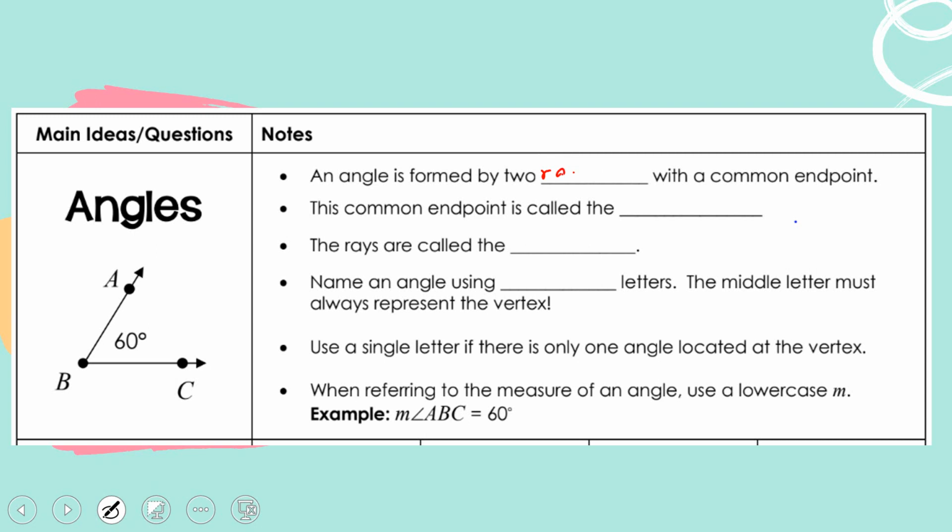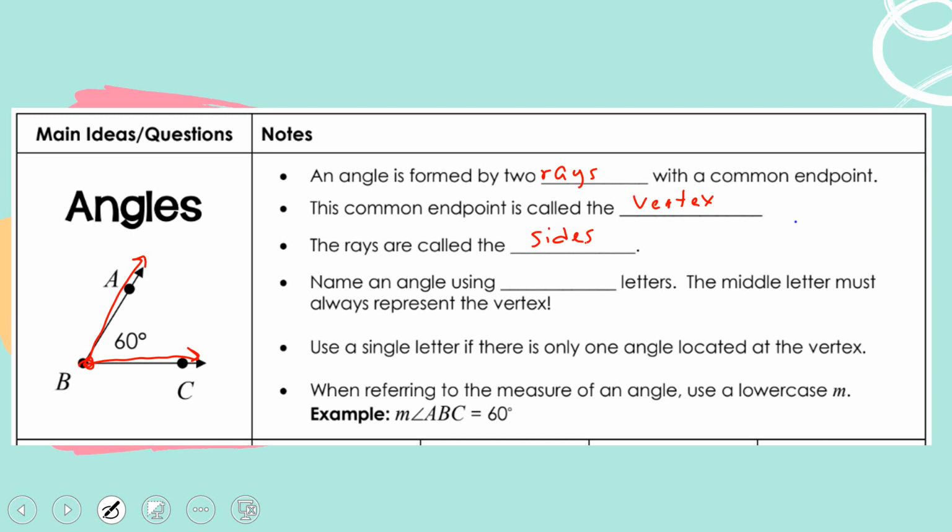Rays with a common endpoint. The endpoint is called the vertex. Here's a ray this way. Here's a ray that way. Remember, a ray starts at one point and goes on to infinity in one direction. The rays are called the sides of the angle.